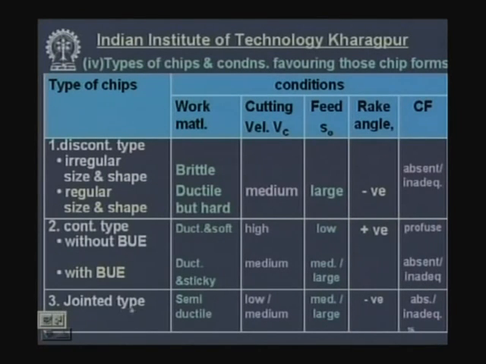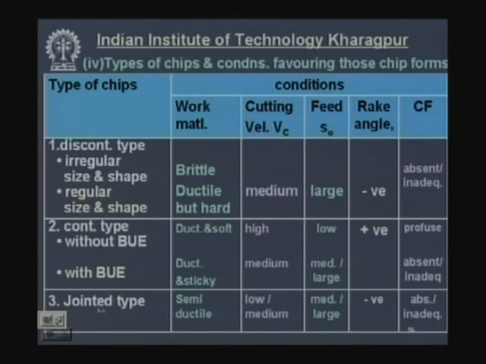Now, jointed chip is another chip, it is neither continuous nor broken, it is in between. So, chips will be segmented and kept joined, but with a little touch or pressure this will break into pieces of irregular size and shape. I shall show you later on, but this happens when the work material is semi ductile or semi brittle and hard, cutting velocity is low or medium, feed is medium or large, rake angle will be negative. These are all unfavorable conditions, and cutting fluid is absent or inadequate.